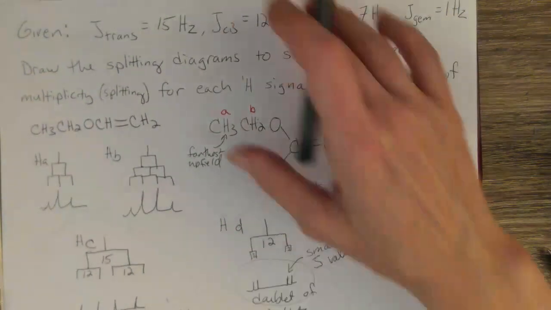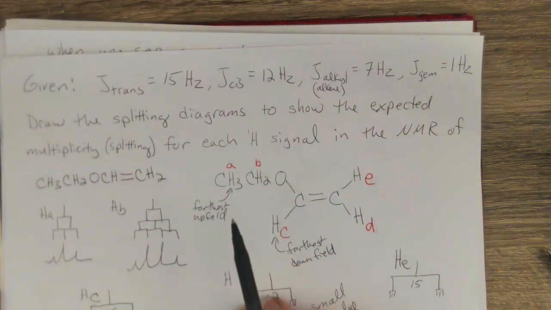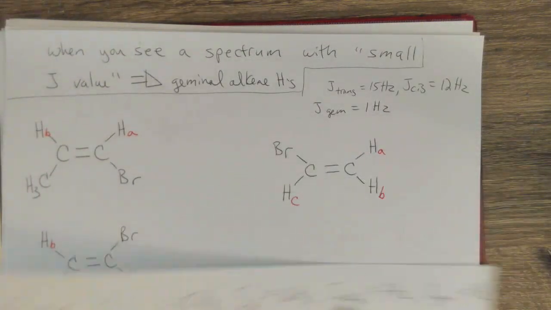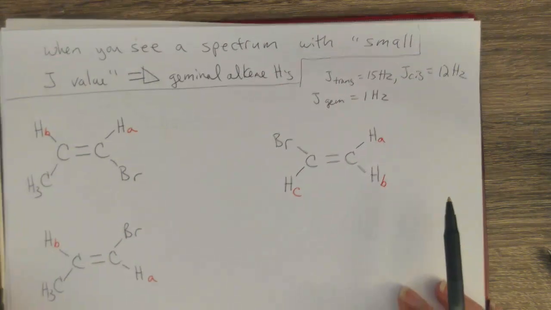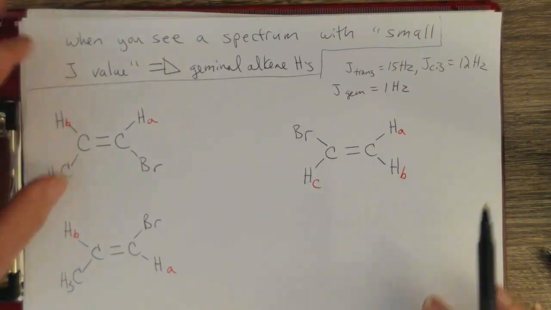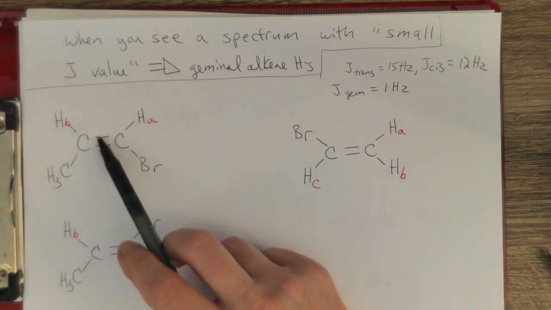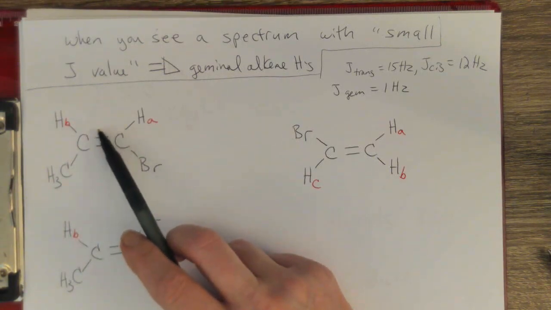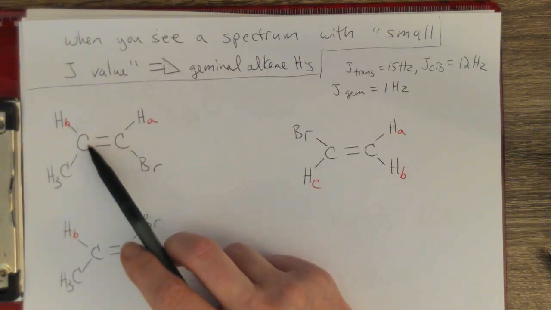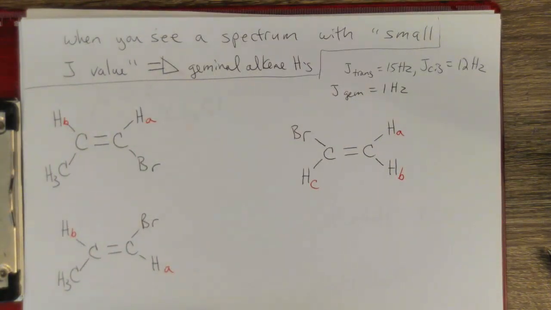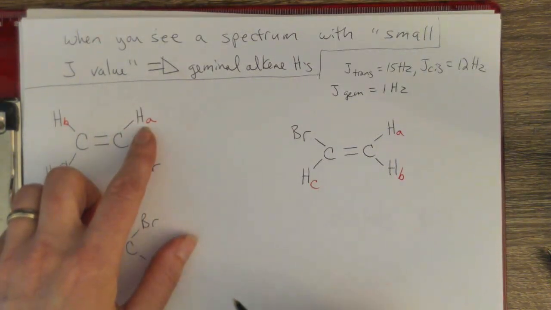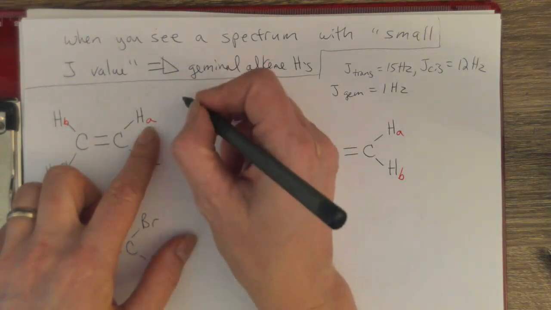All right, so let's do some more examples and see what kind of fun we can have with this. Just a reminder about that in case you didn't write that down, it's pretty important. So let's go ahead and draw the splitting diagrams that we expect to find for the protons that are labeled in red. Let's start with HA.